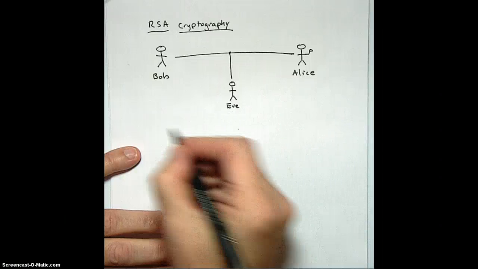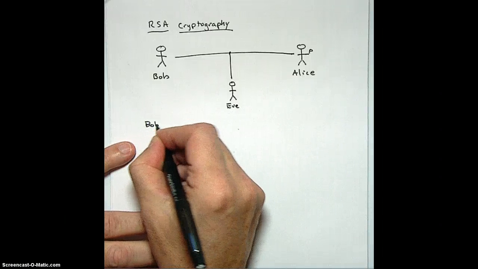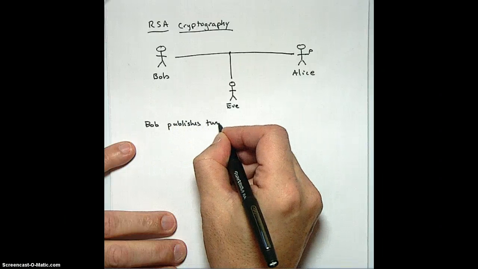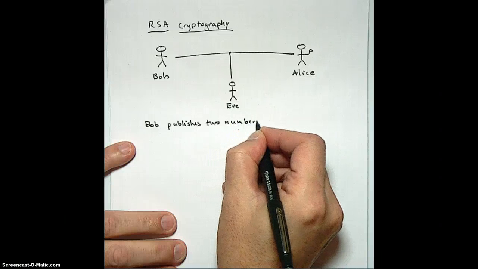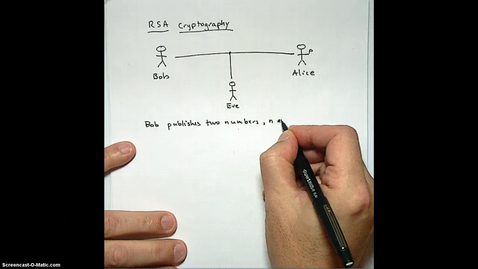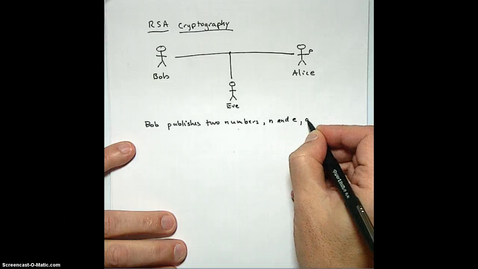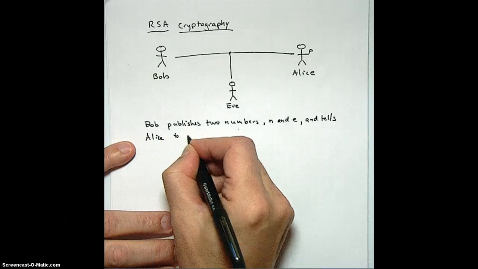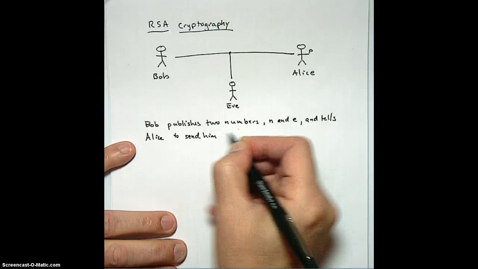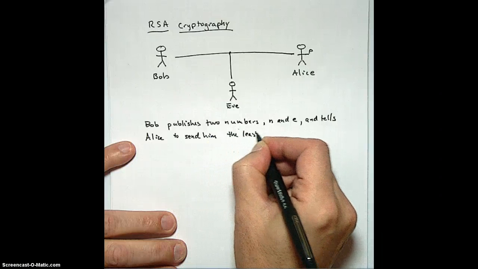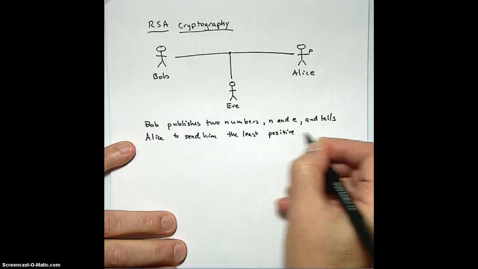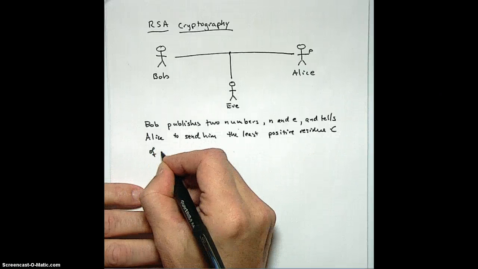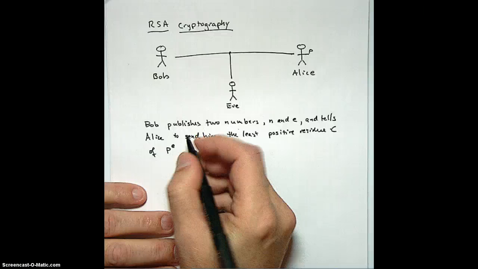So what Bob does is he publishes two numbers, N and E, and tells Alice to send him the least positive residue C of P to the E mod N.